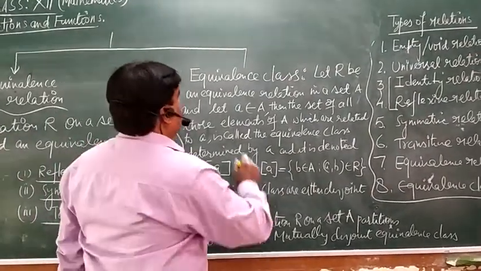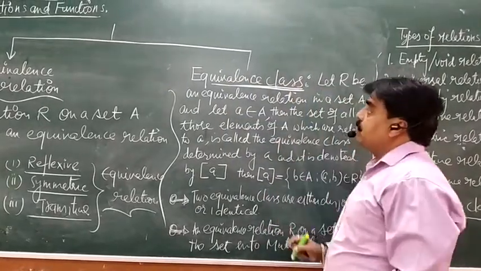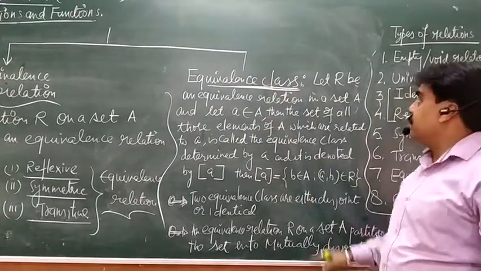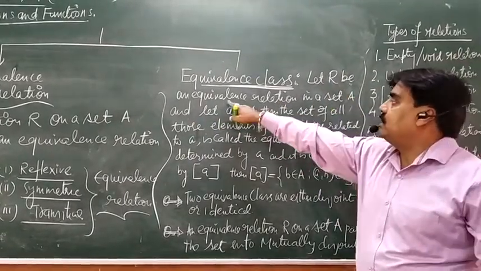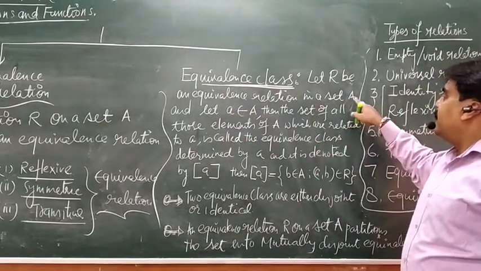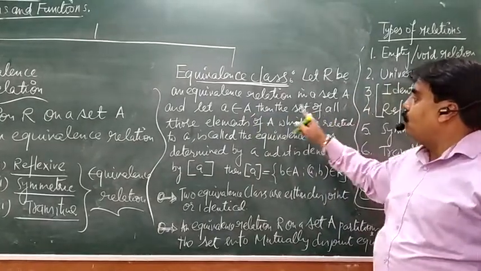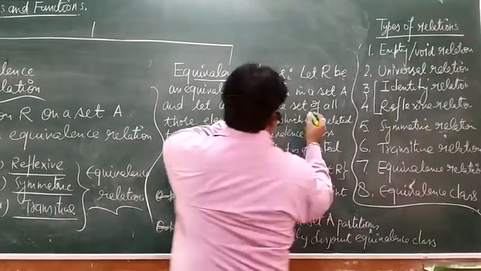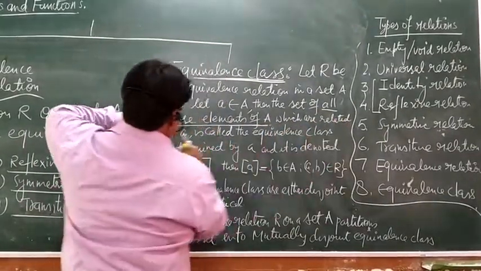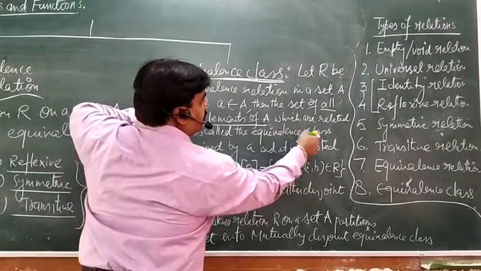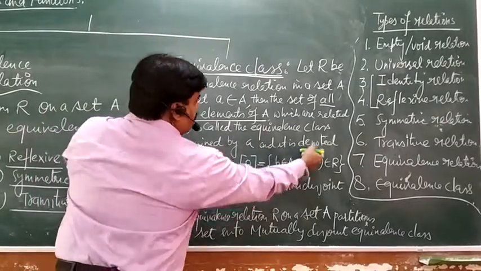Now second is the equivalence class. This is very important to understand: what is an equivalence class? Let R be an equivalence relation in a set A, and let a belong to capital A. Then the set of all those elements of A which are related to a is called the equivalence class, and that is determined by a, and it is denoted by this symbol.